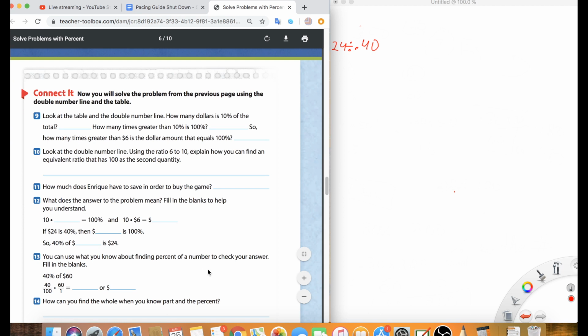But let's see what it's asking you to answer right now. Number 9 says, look at the table in the double number line.